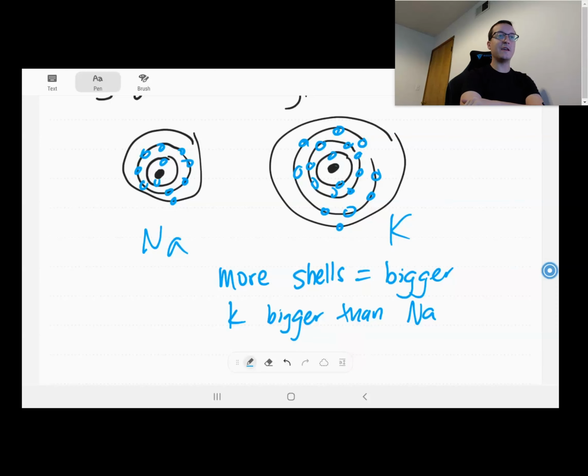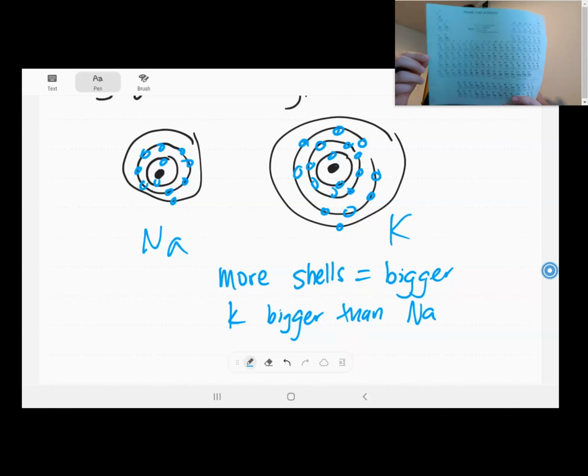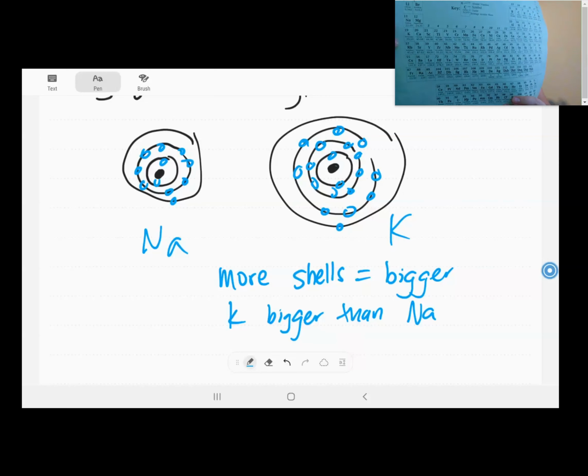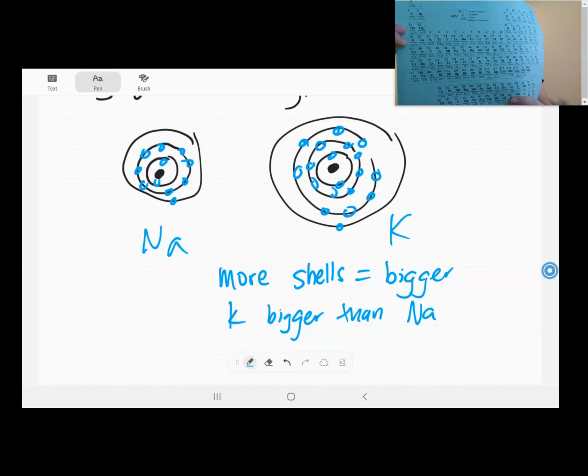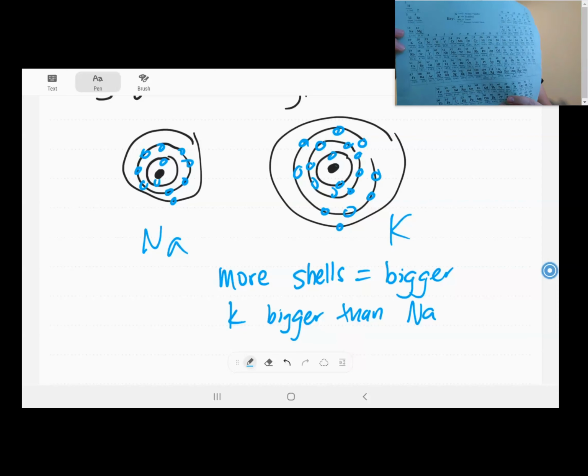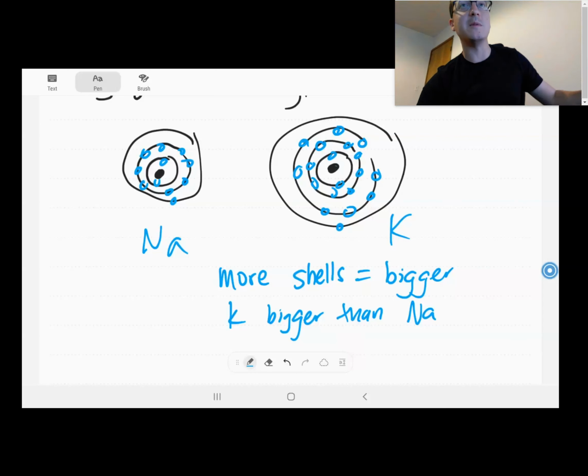Alright, so if you look at the periodic table, let's see how sodium and potassium are related. Sodium and potassium are these two. We see that potassium is right underneath sodium. Alright, so they both have 1 valence electron. But potassium just has one more shell, basically. And so therefore potassium is going to be bigger. If we think about lithium, where do we think lithium is going to fall? Is it going to be bigger than potassium, smaller than potassium, bigger than sodium, smaller than sodium? What are we thinking about lithium?